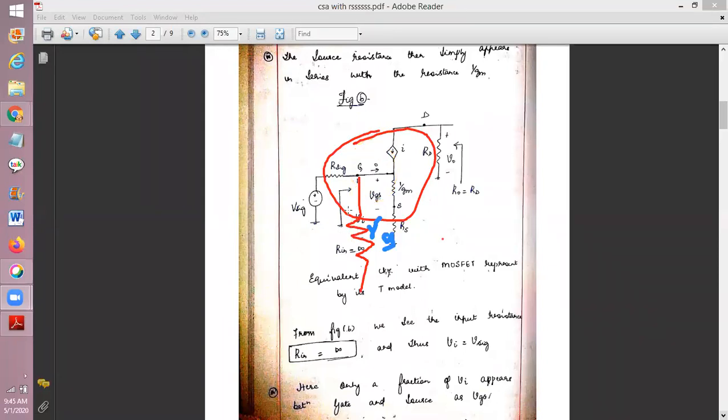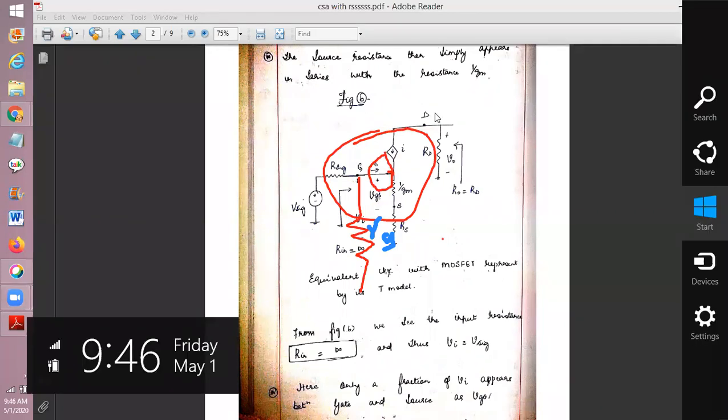I will consider this RG as very, very high practically. Ideally, it is equal to infinity. So when it is equal to infinity, what happens? The current flowing here will be equal to 0, because when the resistance is very, very high, the current is 0. Therefore, they have shown the arrow with 0. Since the input resistance is very, very high, the current here is 0.